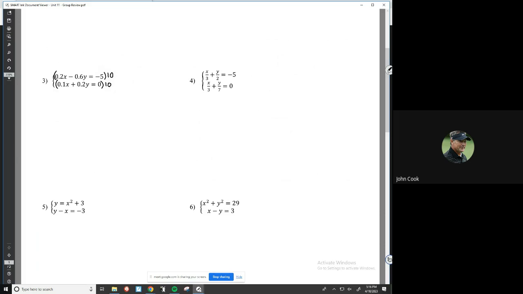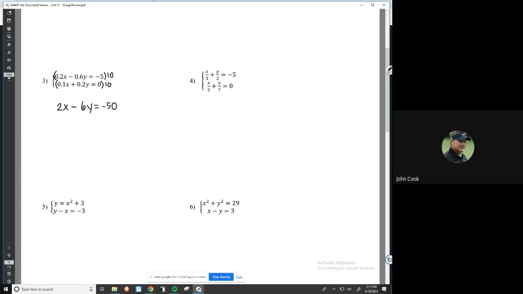I'm going to multiply that top equation by 10, and here's what I would get. 0.2 times 10 is just 2, so I get 2x minus, and then 0.6 times 10 is just 6, so 6y equals, and I better make sure to do it on the last one, negative 5 times 10, and that's negative 50, I think. And yeah, look at that, no decimals.